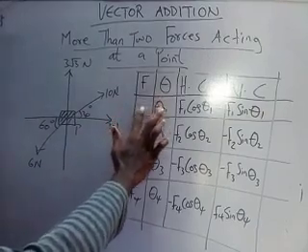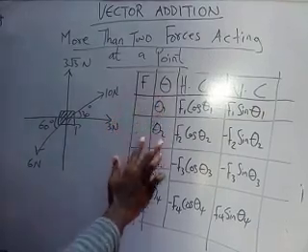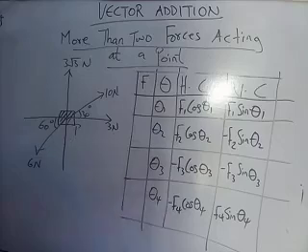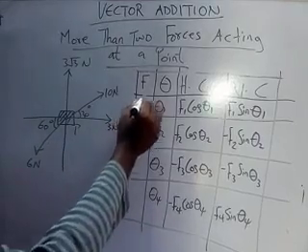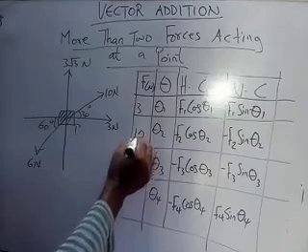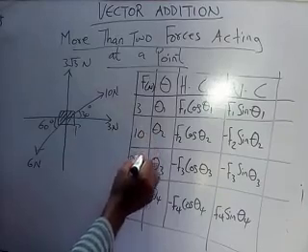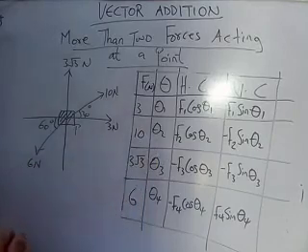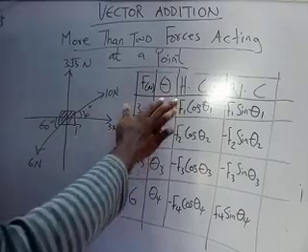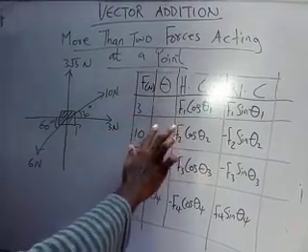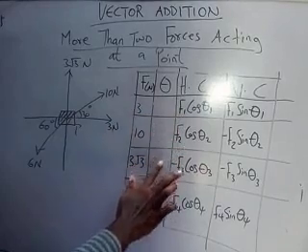Here, I will erase this. You know what I will do, right? Here's my 3 Newton here. Here's my 10. Here's my 3 root 3. Right here is my 6. Now I'm going to erase this.